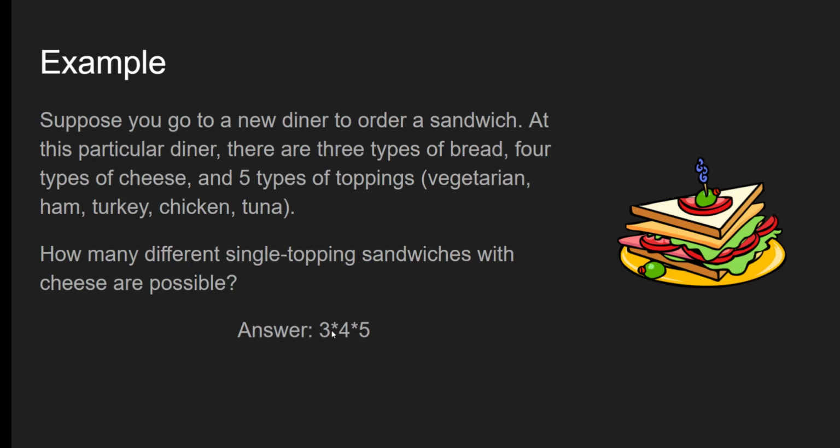Since we must choose a type of bread and there are 3 options, then we'll take 3 times the number of options we have for our cheese times the number of options we have for our single topping. There are 5 options here. We find this product is 60. So there are 60 different single topping sandwiches with cheese at this particular diner. This is how to use the counting property.